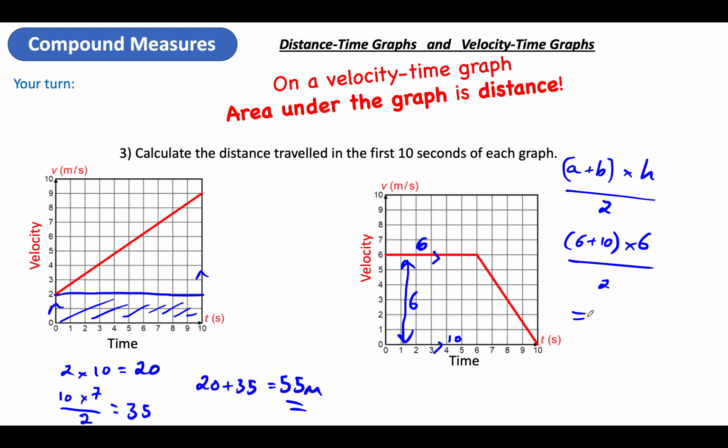And there's nothing wrong with using a calculator at this point, even though I already know that it's 96 divided by 2. 10 plus 6 is 16. Add the parallel sides. Times it by the height. Divide it by 2. I'm right. It is 48. Okay, so the area of that trapezium is 48, and we're working in meters, so it's 48 meters. Yeah?